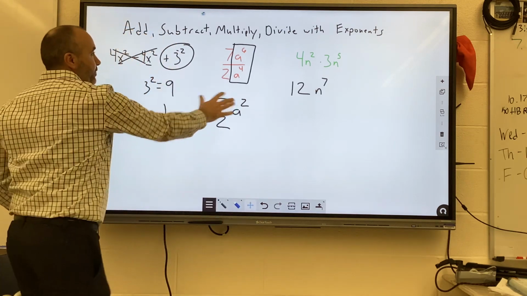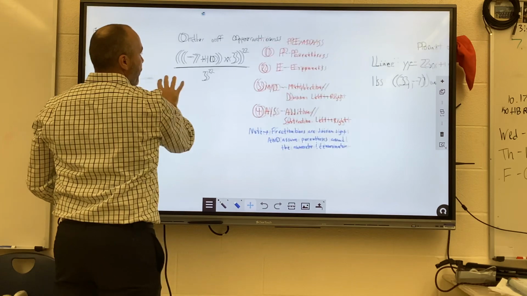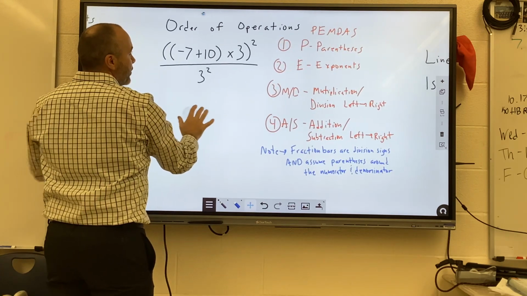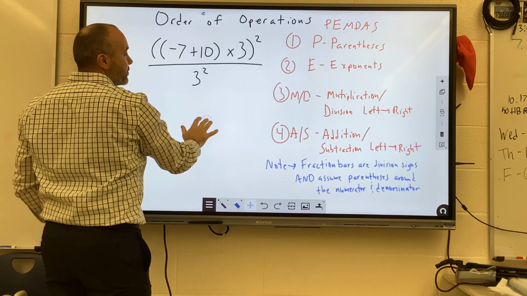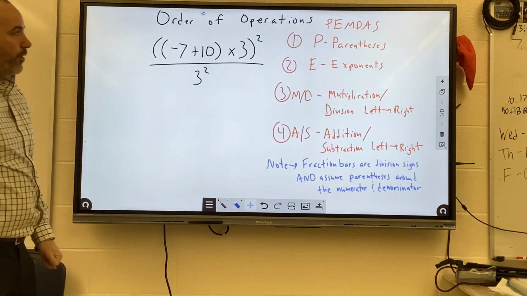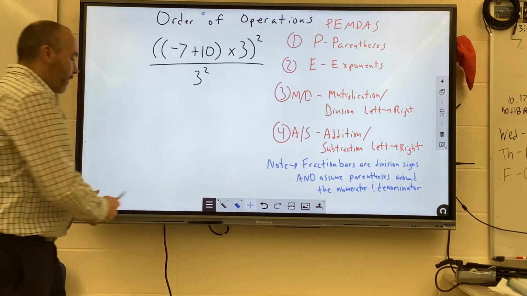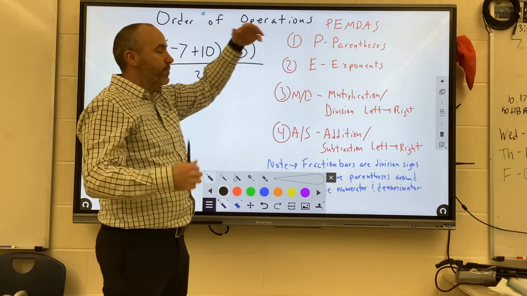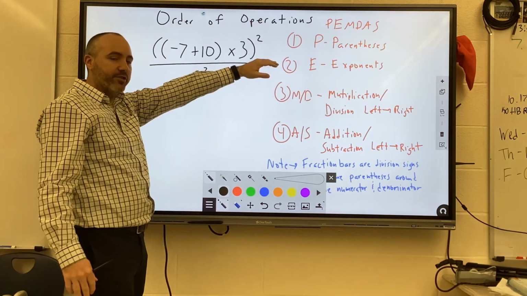The second screener is order of operations. So when we have order of operations, we remember PEMDAS. There are 4 things that we have to keep in mind. First, do everything inside of parentheses. Then once we accomplish that, take care of the exponents, simplify that part.